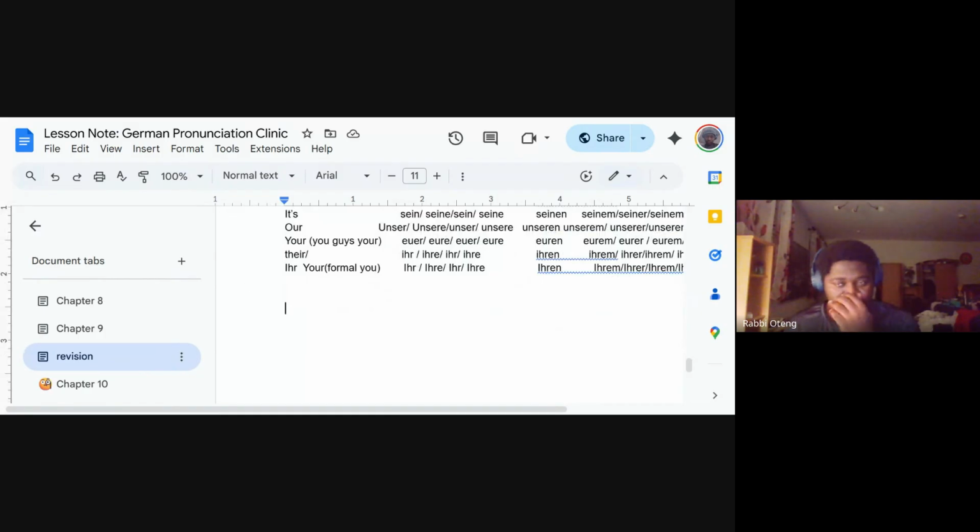Okay, so I'll start with sentence structure. Just like in English, we have four sentence structures. How many types of sentences do we have in English? We have W questions.